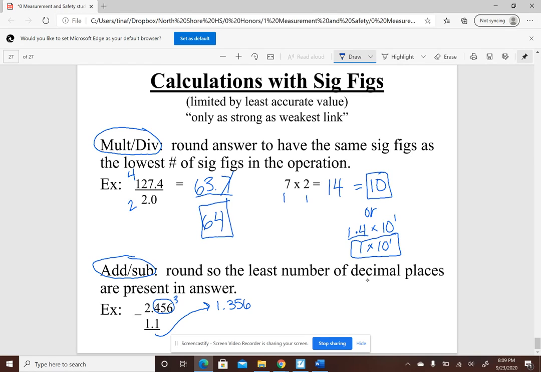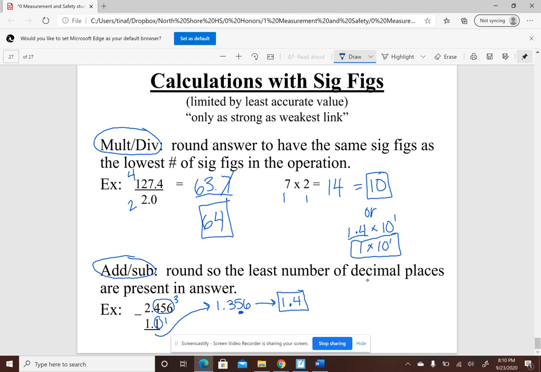So this number has 3. It's to the 1,000th spot. And this number has 1. It's to the 10th spot. But the same idea as multiplying and dividing, you want to choose the smaller number. So the smallest number is 1 decimal place. So my answer should be rounded so that there's only 1 number showing after the decimal. Okay, so I would round this to 1 point. The number that comes after the 3 is a 5, so that would make me round up to 1.4.